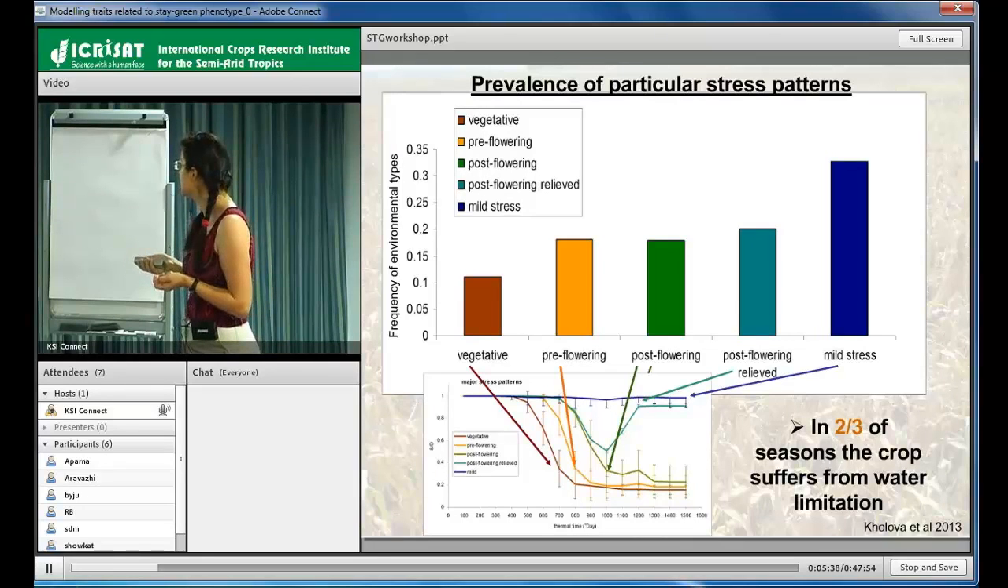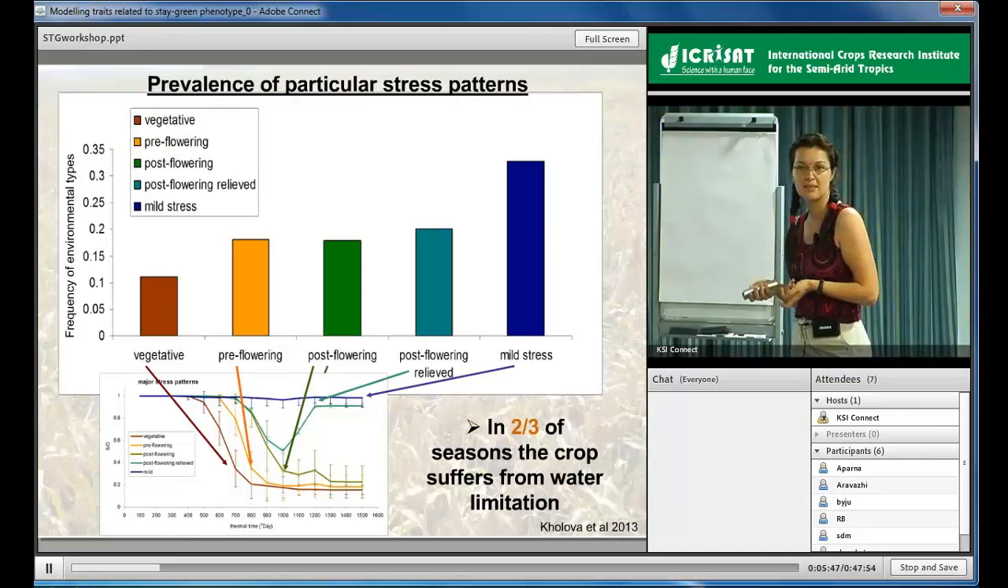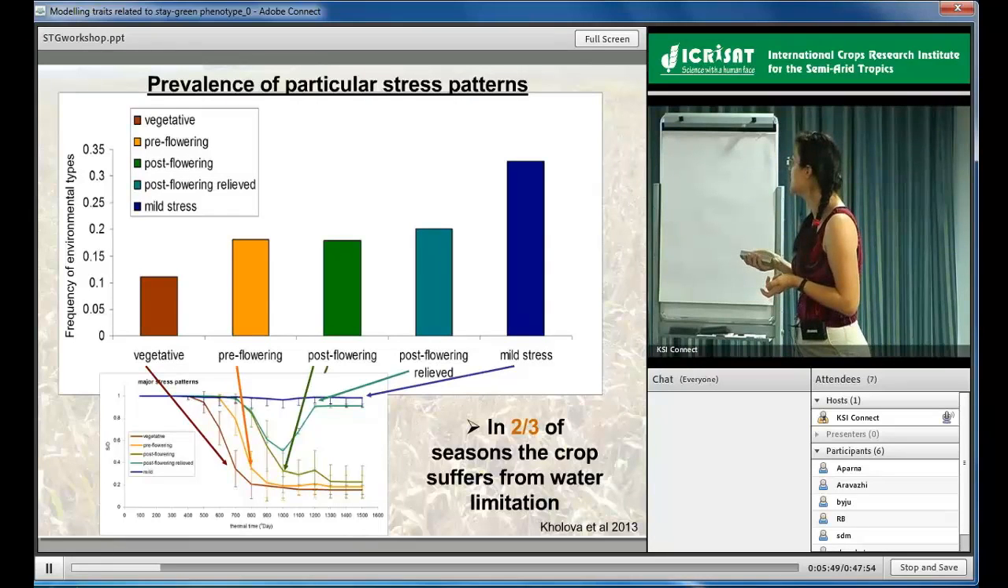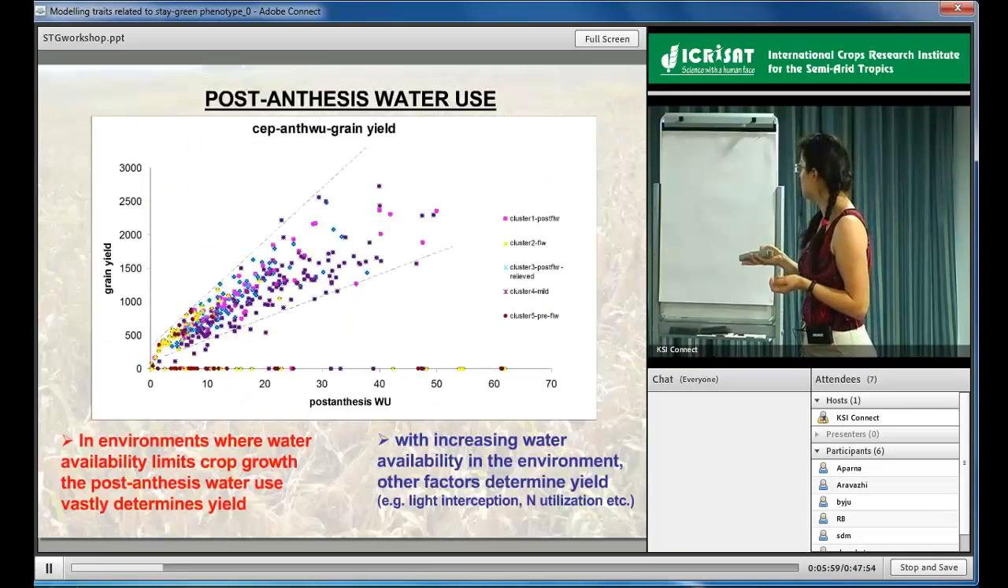You see that nearly, or in 2 out of 3 seasons, our crop faces certain water limitations. And you have seen in my previous slide that in these 2 scenarios, which are really quite frequent, in our Rabi sorghum tract, the yield is nearly devastated. So let me go to the next slide.